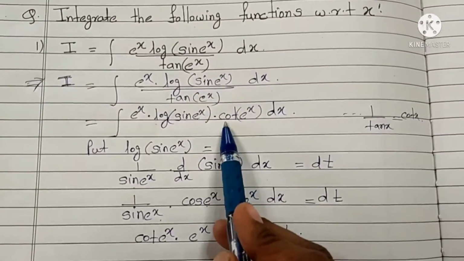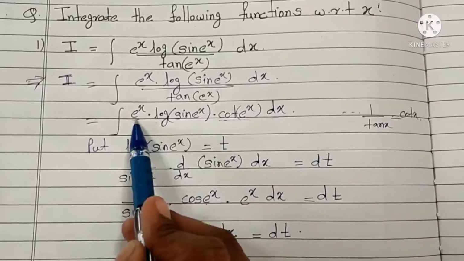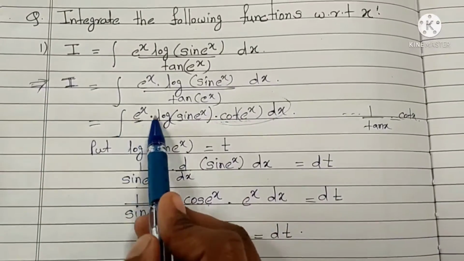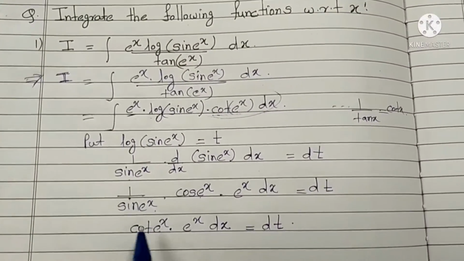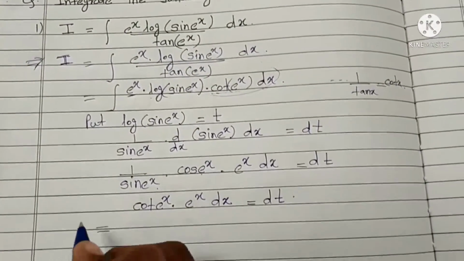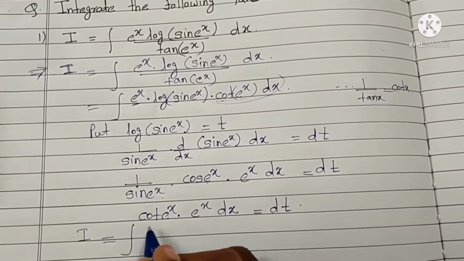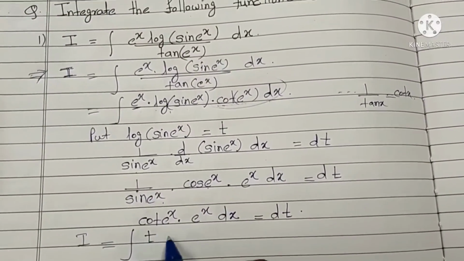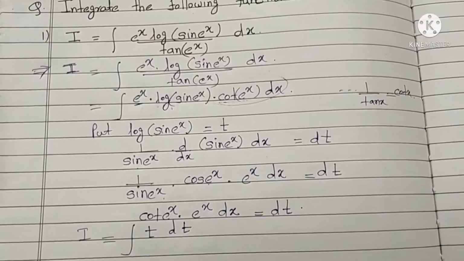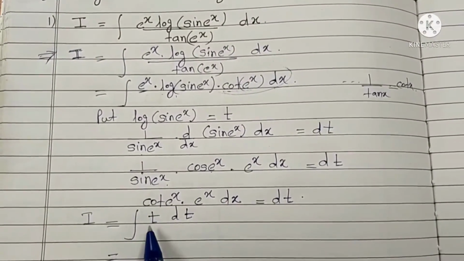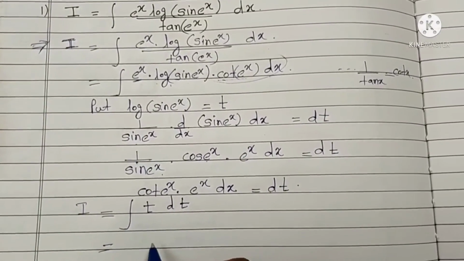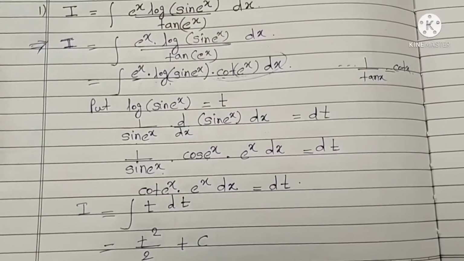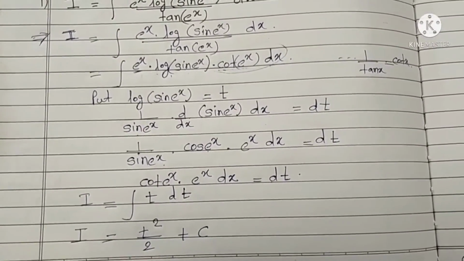Now you can observe that this is cot e raised to x dx and this is e raised to x, means cot e raised to x dx into e raised to x we can write as dt. So I is equal to the integration of t dt, since the value of log sin e raised to x is t. Now integrate this. We know the formula: integration of x is x square upon 2, so it is t square upon 2 plus c, where c is the constant of integration.